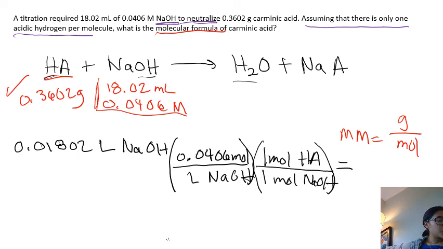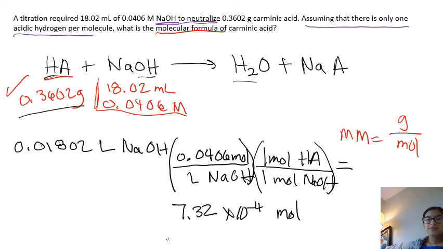So if you go ahead and calculate this out, it will end up being 7.32 times 10 to the negative 4 moles of carminic acid. All right, and once you've got that, all you need to do is divide by the mass that was given up here to get your molar mass.